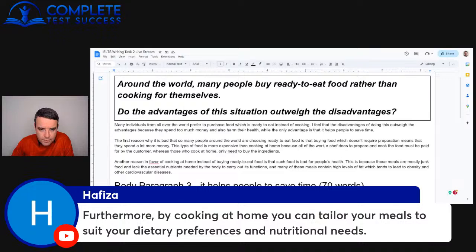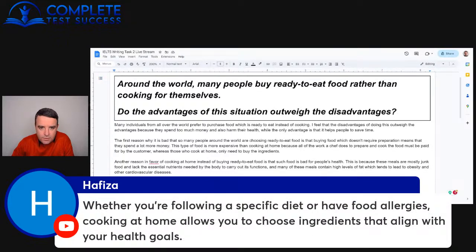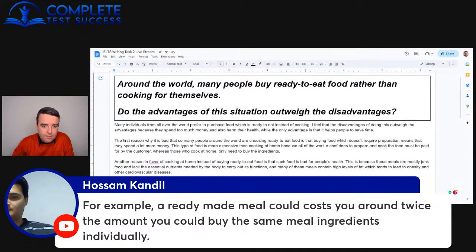By cooking at home, you can tailor your meals to suit your dietary preferences and nutritional needs. Yep. Okay. We could definitely add that to the paragraph we've written. Yep, that makes sense. Whether you're following a specific diet or have food allergies, cooking at home allows you to choose ingredients that align with your health goals. Good. For example, a ready-made meal could cost you around twice the amount you could buy the same meal's ingredients for.